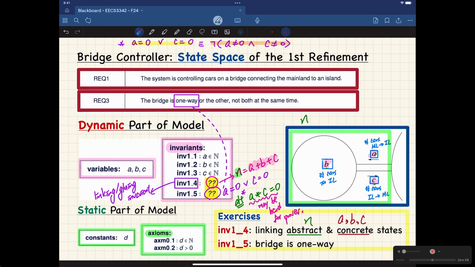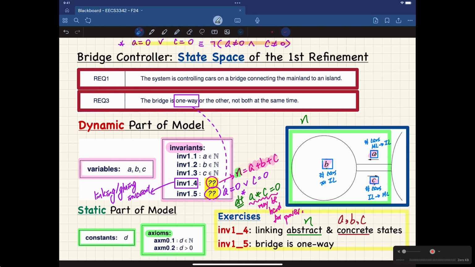And the invariants over here: the first three are the type invariants, just specifying the types for A, B, and C. That's pretty straightforward. And invariant number 4 here is what I call the linking or gluing invariant. It's linking the abstract states and the concrete states. So if you look at it, this N here is the abstract state, the variable in M0. A, B, and C here are the variables at the concrete state M1. And we try to link them together by this equality here.